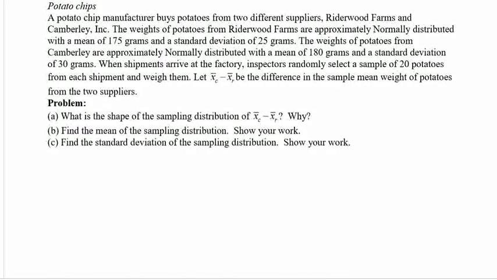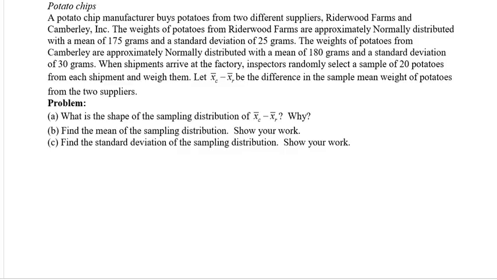A potato chip manufacturer buys potatoes from two different suppliers, Riderwood Farms and Camberley Incorporated. The weights of potatoes from Riderwood Farms are approximately normally distributed, with a mean of 175 grams and a standard deviation of 25 grams. The weights of potatoes from Camberley are approximately normally distributed, with a mean of 180 and a standard deviation of 30.